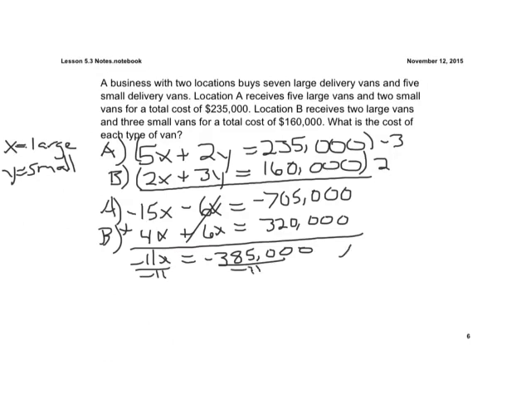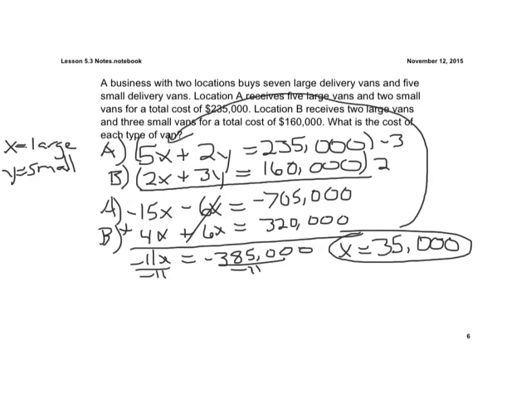So x is going to be equal to $35,000. Okay, that's the cost for one large van. Now we need the cost for small vans, so let's substitute that in to either equation. Okay, let's go into our original equations. It really doesn't matter which one. If we pick that top equation, plug that 35,000 in for x right here, we're going to have, I'm going to write kind of small here, 5 times now 35,000, because that's our x variable, plus 2y equals 235,000.